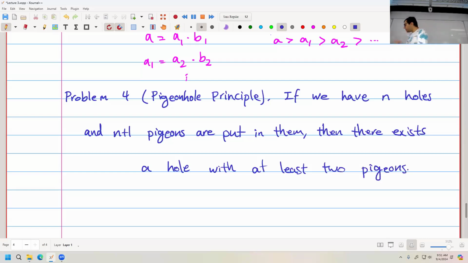Okay, so in general, if I have n+1 items and I somehow divide them into n sets or n groups, then at least one of these groups will have to have 2 items or more. Now, you might think this is very trivial, right? How can we even prove this?